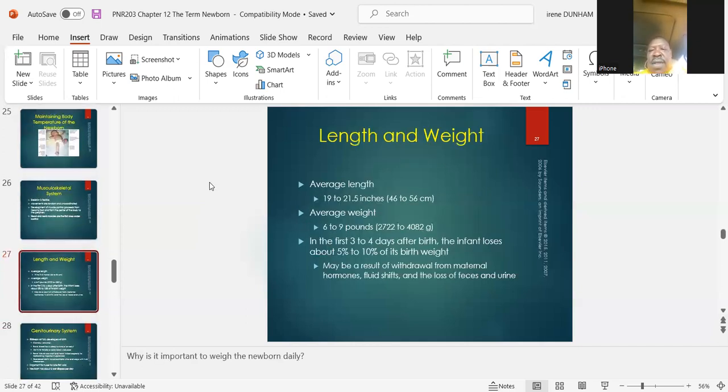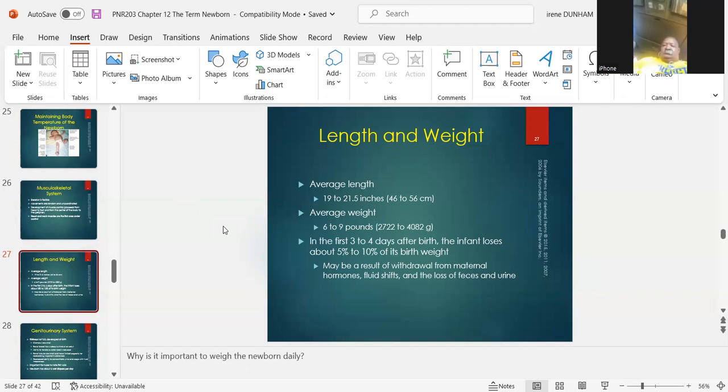Okay. Now, I put in here the average length, about 19 to 21 and a half inches. The average weight from 6 to really should be 8.8, because when you get to a 9-pound baby, I see a lot of babies today weighing 9 pounds, but those fall into that large baby, that macrosomic baby. Okay. Remember something too. I know Hesse, I think, had a question like this, that babies can lose about 5 to 10% of his birth weight.